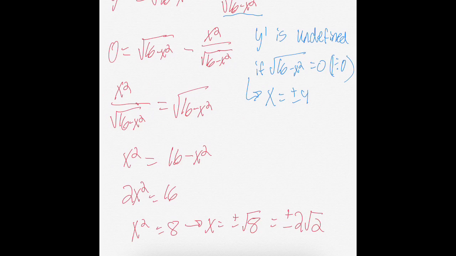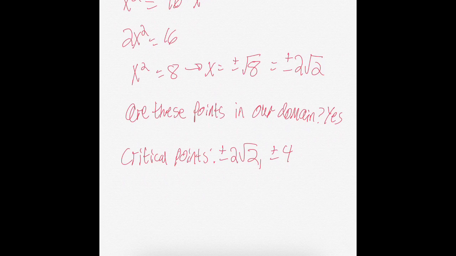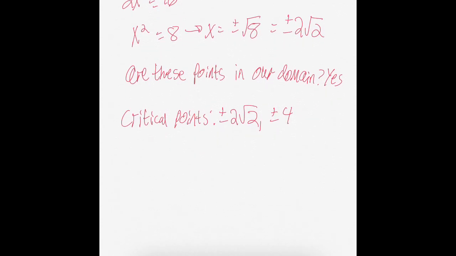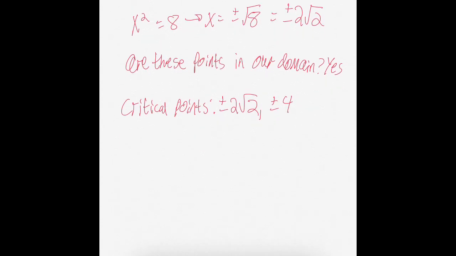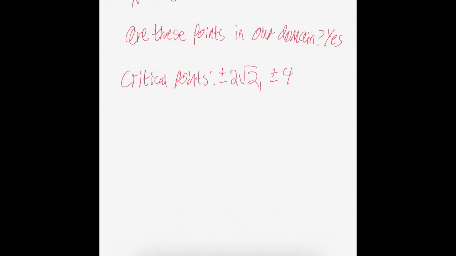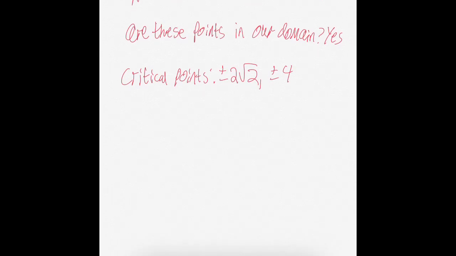Notice that in this case, the plus or minus 4 are the same as our endpoints. Now, endpoints in general are not critical points. They sometimes can be, like here, but not always. You do have to check them for extreme values, but they're not technically critical points.